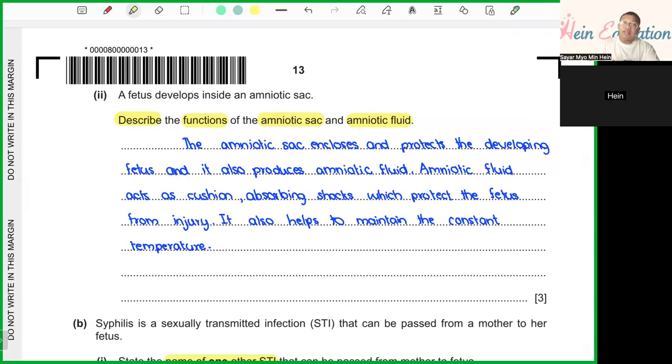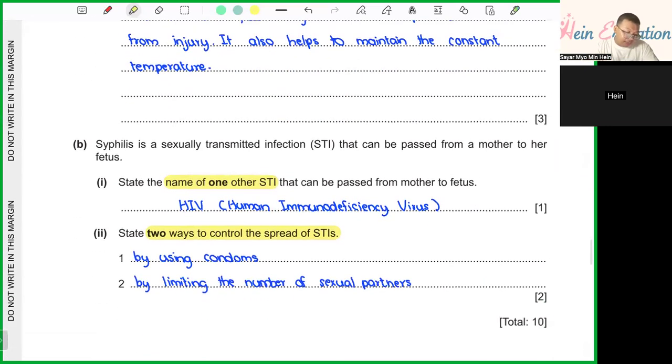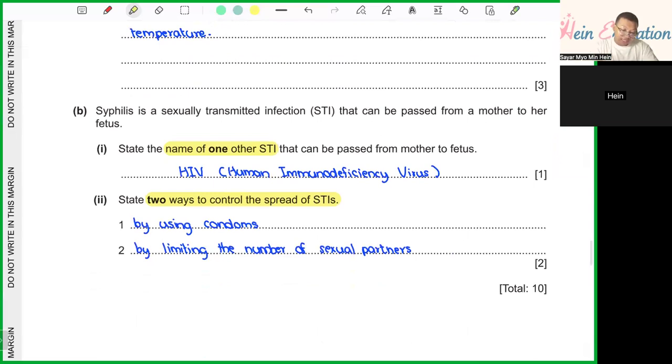inside the mother's uterus. And then syphilis is a sexually transmitted infection, STI, that can be passed from mother to her fetus. And you have to state the name of one other STI. So HIV, or human immunodeficiency virus. And 2 ways to control the spread of STIs are by using condoms and by limiting the number of sexual partners. And also we could mention not sharing contaminated needles, right, while using drugs. So sharing needles can also be another way that an STD or STI can be spread from one person to another.